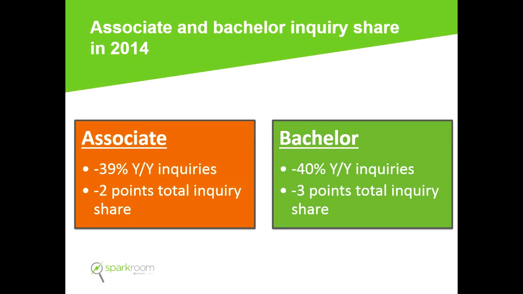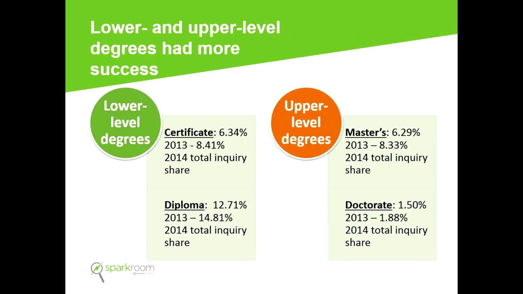Program-wise, these two degree levels seem to be losing the most ground in three main areas: business, which we saw decline across the board in 2014, criminal justice, and legal professions and studies, which at this level has primarily translated to a loss of paralegal program inquiries. The share of inquiries has transitioned to degrees at a lower level and those at a higher level.